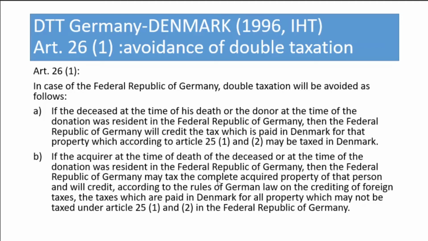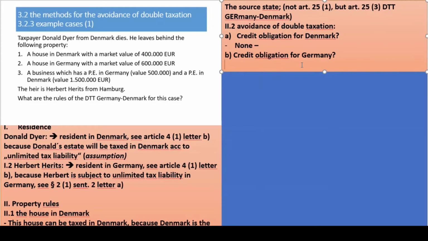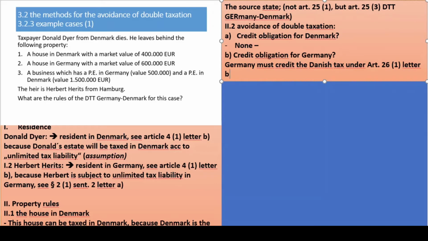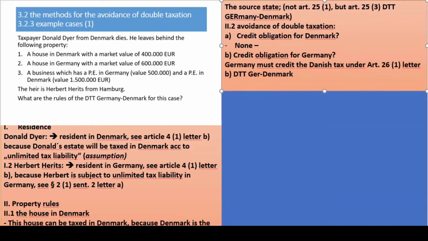So Germany must credit under 26(1)(b). Germany must credit the Danish tax under Article 26(1) letter B of the DTT Germany Denmark. Then we have the second event, so let's renumber that a bit. Seems to be better this way.